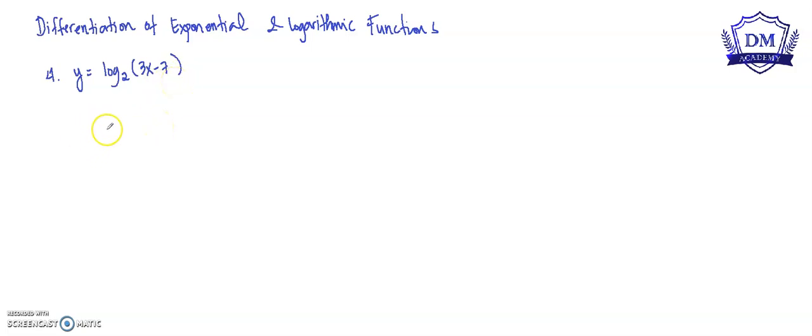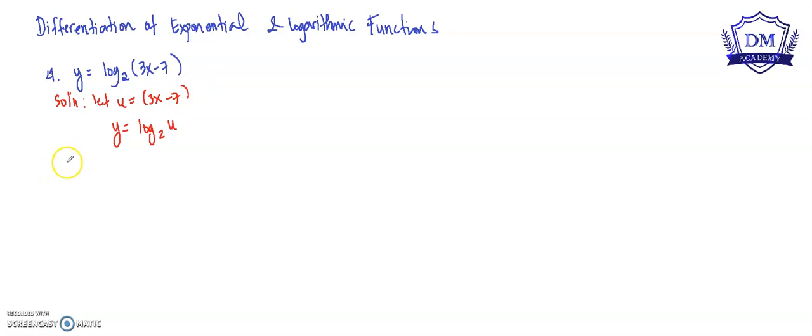Okay, let's have another problem. Our function y is equal to the log of 3x minus 7 to the base 2. So our solution here: we will let u again be equal to 3x minus 7, and our function of y now will be log of u to the base 2.